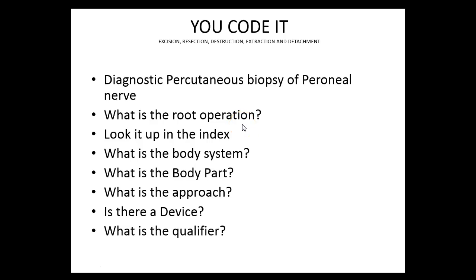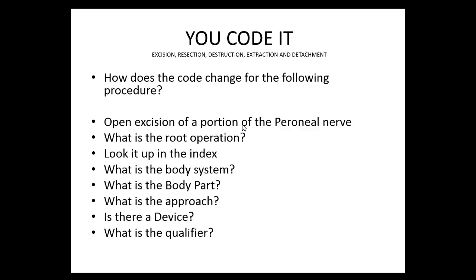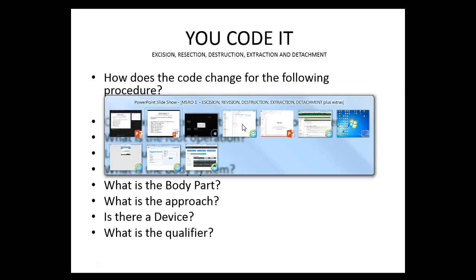All right, so let's look at the next one. Now let's say that we're doing an open excision of the peroneal nerve. How does this change our coding? Well, what it changes is the approach.